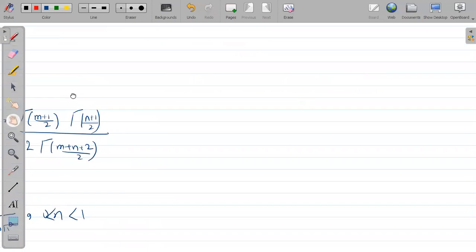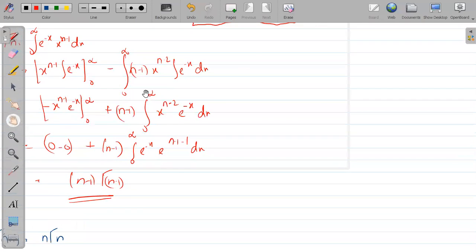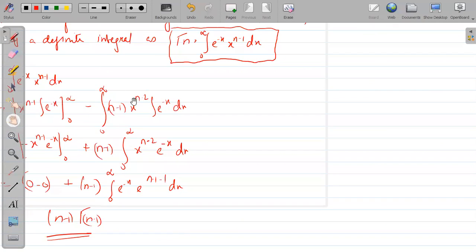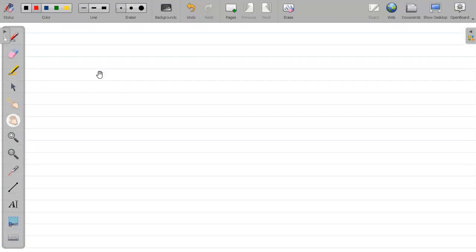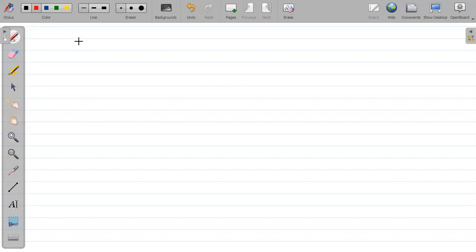Now let's put the heading. This is our gamma function. Is it clear? Now let's see the beta function. Write down the definition of this function. This is very much similar. The definition is similar only.